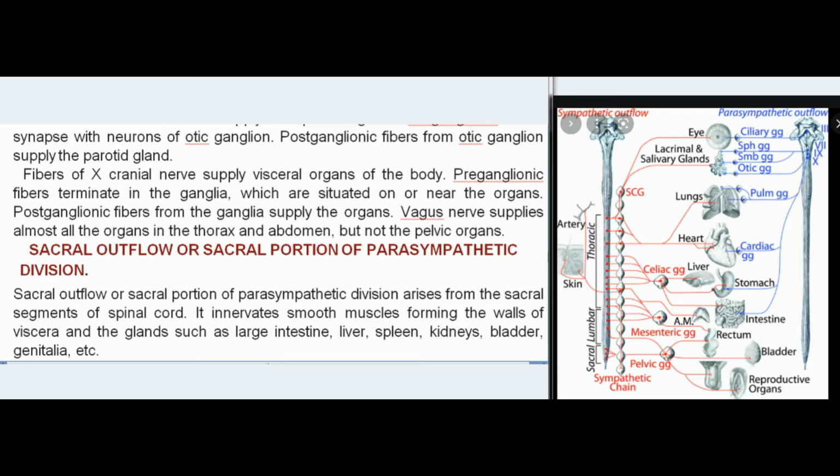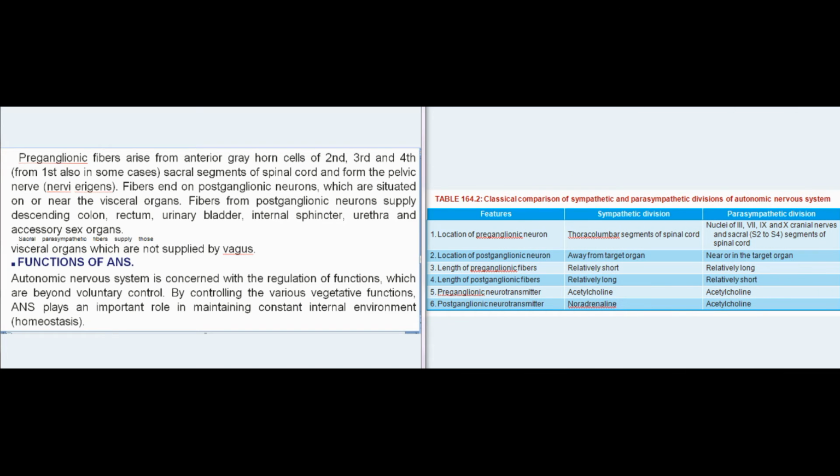Sacral outflow, or sacral portion of the parasympathetic division. Sacral outflow arises from the sacral segments of the spinal cord. It innervates smooth muscles forming the walls of viscera and the glands, such as large intestine, liver, spleen, kidneys, bladder, genitalia, etc. Preganglionic fibers arise from anterior gray horn cells of the second, third, and fourth, and in some cases the first, sacral segments of the spinal cord and form the pelvic nerve, nervi erigentes.